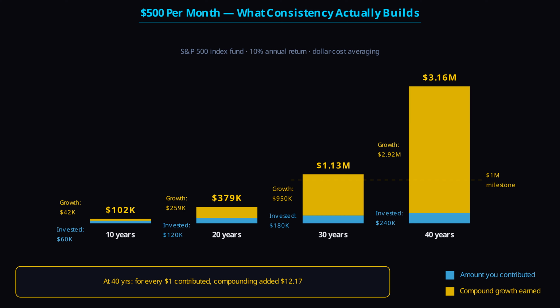40 years, $3,162,000. Your total contribution, $240,000. The market contributed $2,922,000. Money you never earned, never worked for, never saved. At 40 years, for every dollar you contributed, compounding added $12.17 on top. That is not a return on investment. That is a return on time.